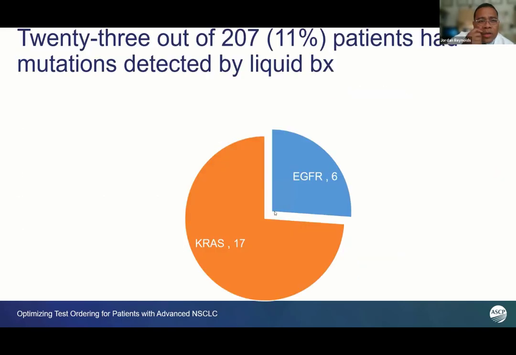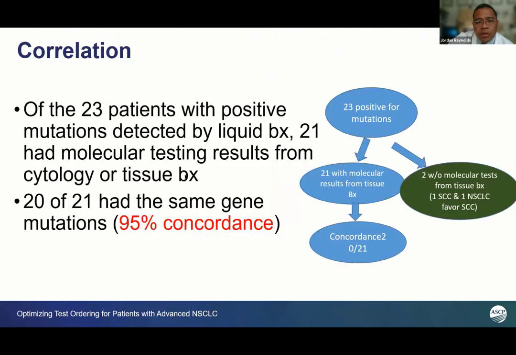And we had 23 patients that had a mutation detected by liquid biopsy, 6 EGFR and 17 KRAS. So of the 23 patients with a positive liquid biopsy, 21 of them had cytology. 21 were positive in the molecular, but 2 were negative. So this liquid biopsy picked up 2 mutations that were not found in the primary tumor.